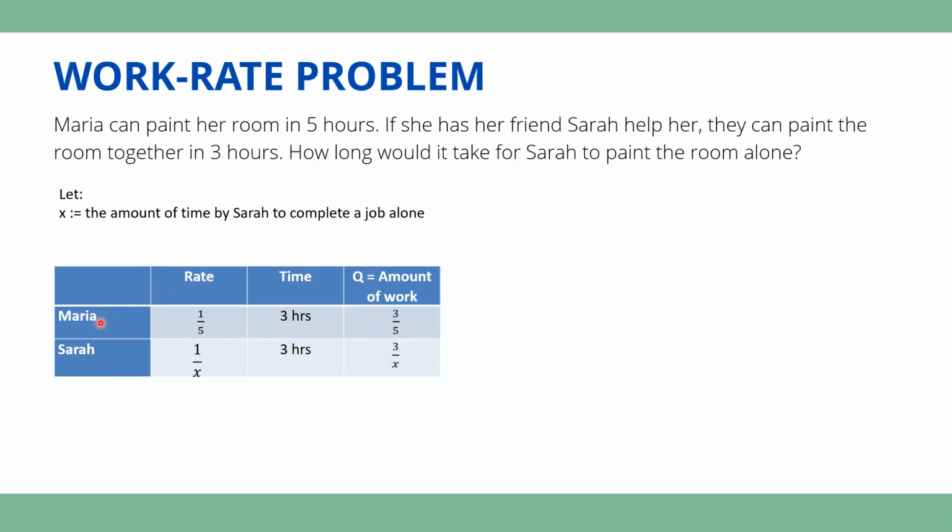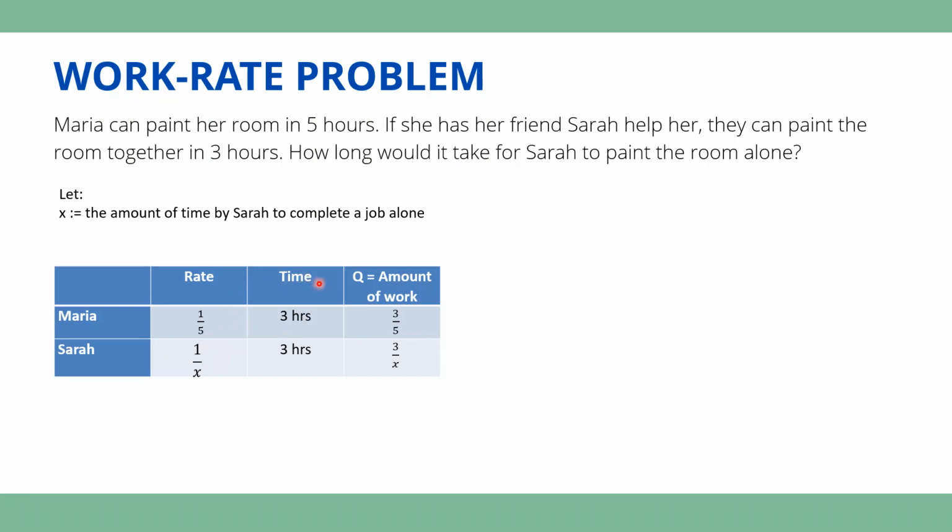So Maria can finish the job or paint the room in 5 hours. So if we want to get her rate per hour, that would be equal to 1 over 5. While Sarah naman, the rate of Sarah is unknown. So that would be per hour is equal to 1 over x.